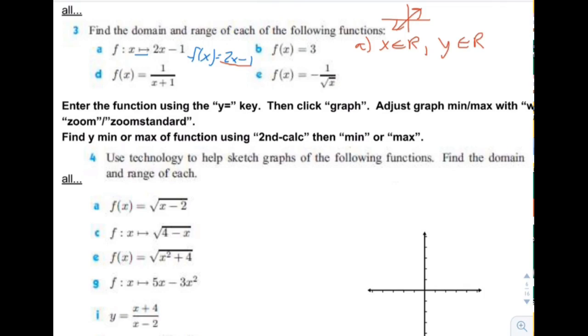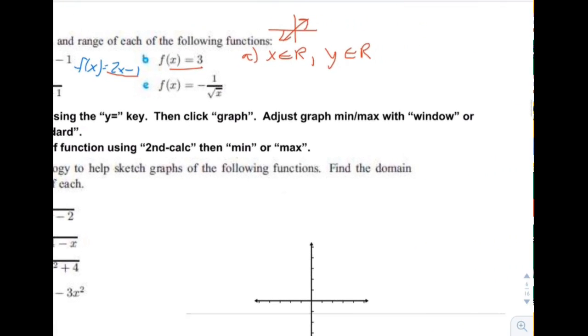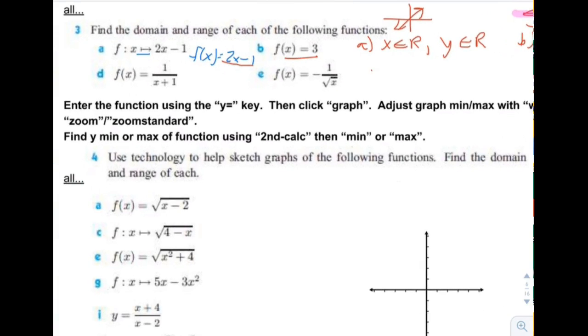Okay. What about D? This looks kind of weird, but it's just a horizontal line. If it's a horizontal line and the height of the line is 3. So again, all real numbers. Oh, I'm sorry, not all real numbers. The domain is all real numbers, but look at the range. The range is only at y equals 3. Very small range.